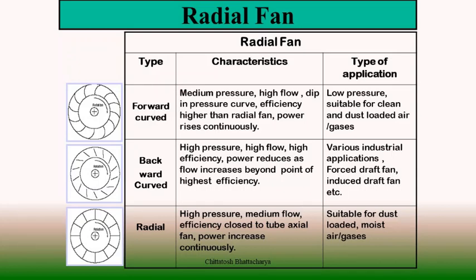Exhauster fans are used for suction type milling systems, which are actually handling coal air mixture, and they are sucking the coal air mixture from the milling system and pulverizer and sending it through the coal carrier pipe to the furnace through the burners. So these are the types of blading arrangement in radial fans, and they are suitably utilized according to the requirement.